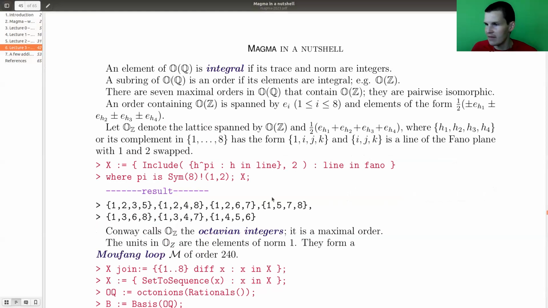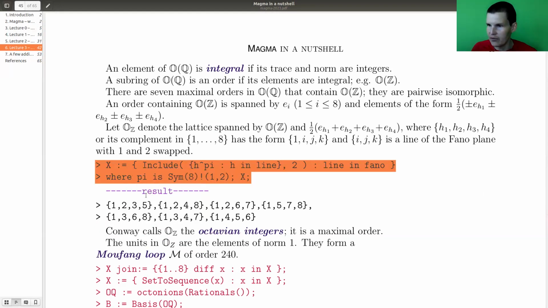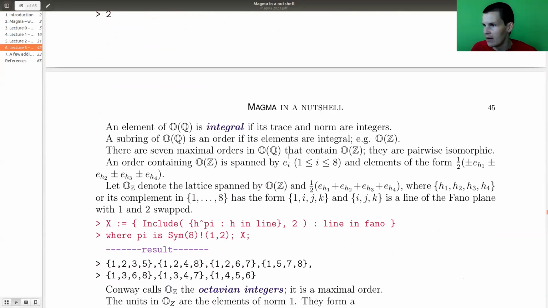Okay, so let's go back to our friend, the Fano plane. We want to make it into a certain type of lattice. We make it a little bit bigger. Okay, and we want a lattice in the Fano plane is really some kind of elements that are integral. So things that have norm and trace that are integers. An example would be if you just define everything over the integers, but there are more subtle integral elements in the Octonians, and we are looking for the maximum.